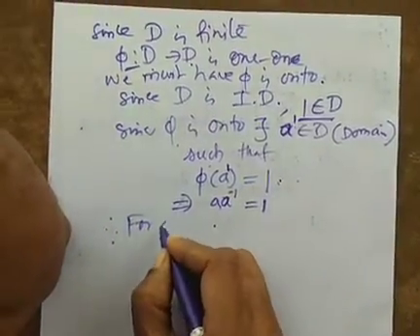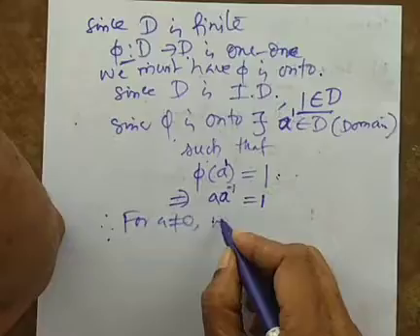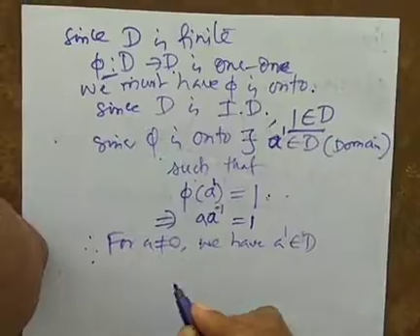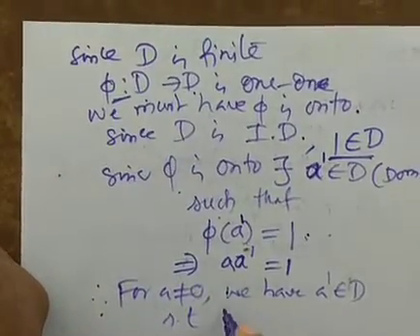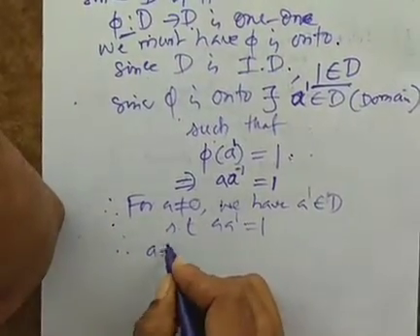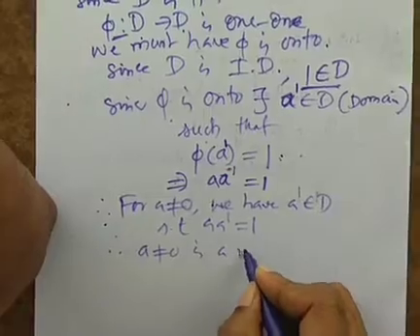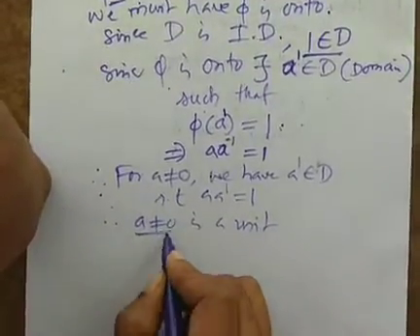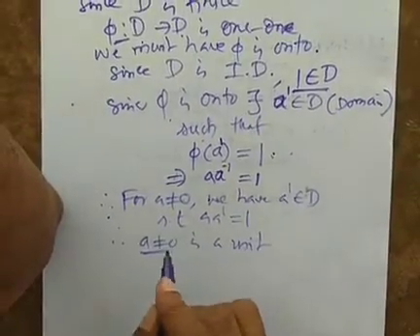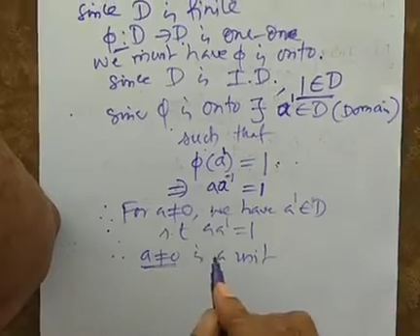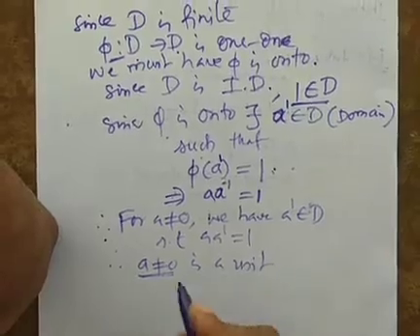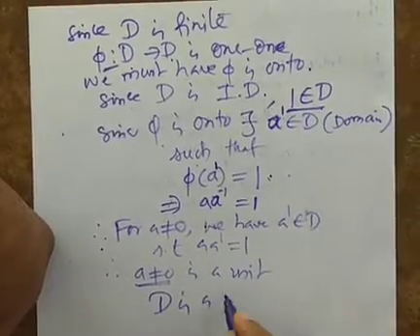Therefore for a not equal to 0, we have a dash belonging to D such that a a dash = 1. Therefore a not equal to 0 is a unit. We have selected a not equal to 0 as an arbitrary element in D, and we proved that it is a unit. That means every non-zero element in D is a unit. Therefore D is a field.